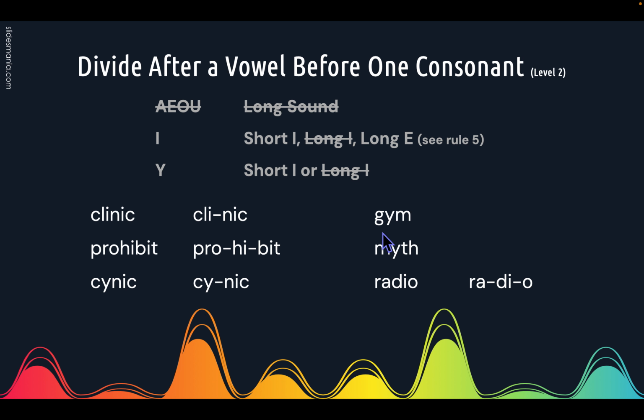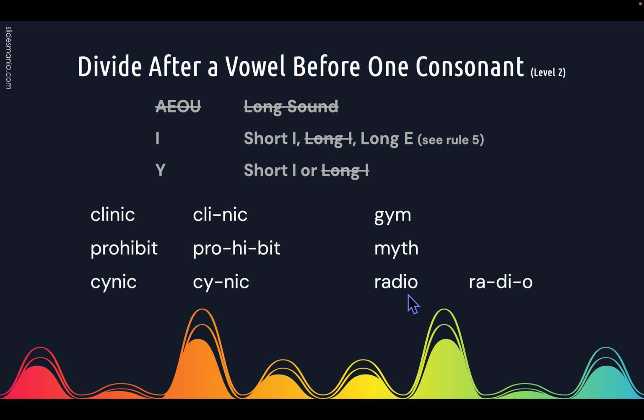A G before an E, I, or a Y may, but does not have to, say J. In this case, it does, and we're going to use the short I sound and have Jim. Here we have myth. Right here, we're going to use the long E sound. In Rule 5, we'll talk about this more.